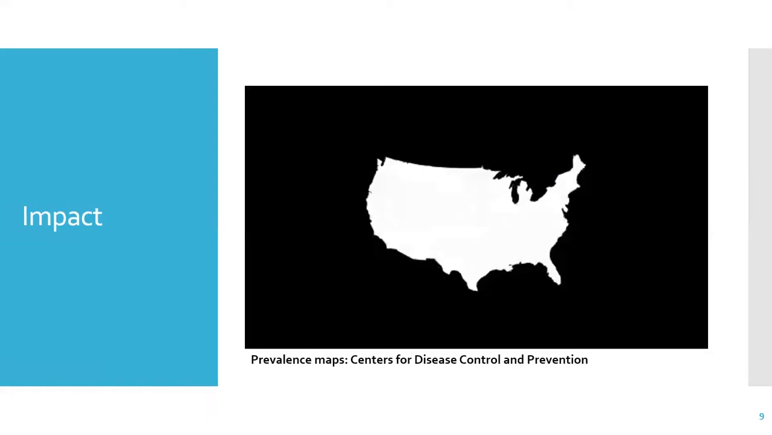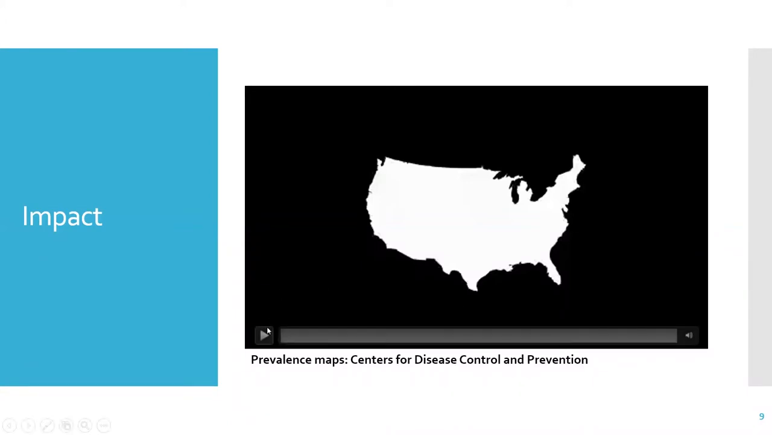Looking at the big picture, obesity has a major impact on the nation. In addition to the individual consequences and comorbidities that we've covered already, obesity causes a reduced lifespan and lost productivity in workdays at the population level. Rates of obesity are only increasing, and I'd like to demonstrate that in another quick video here.